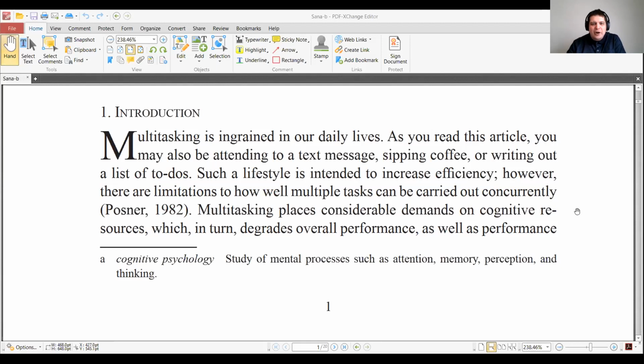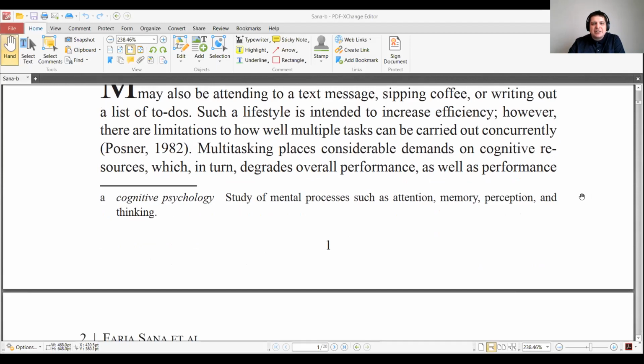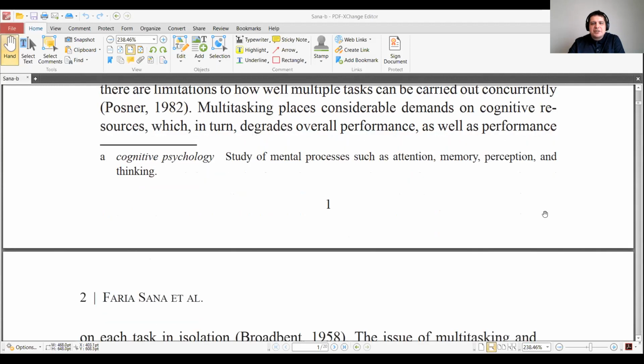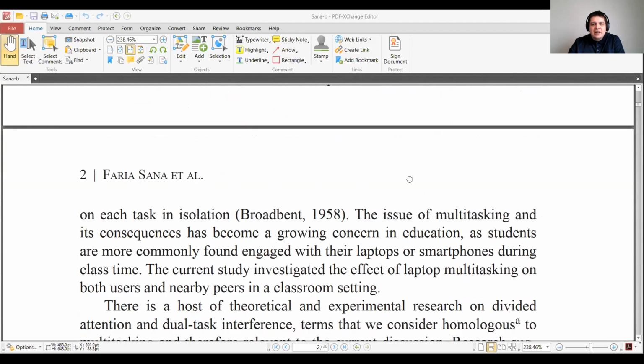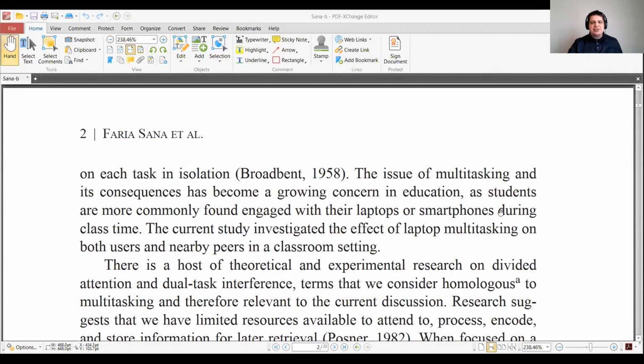The theory, they point out, is this is intended to increase efficiency, but there are limitations to how well multiple tasks can be carried out concurrently, that is, at the same time. Multitasking places considerable demands on cognitive resources, which degrades overall performance as well as performance on each task in isolation. And so at this point, they're kind of setting up the general context for their study. They're saying, here's what we know overall about multitasking. Then they shift gears and they say, well, how does this work in education? Well, they point out that students are more commonly found engaged with their laptops or smartphones during class time. And so the current study investigated the effect of laptop multitasking on users and nearby peers in a classroom setting.